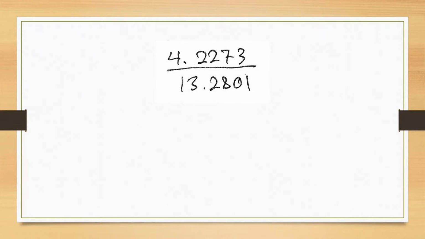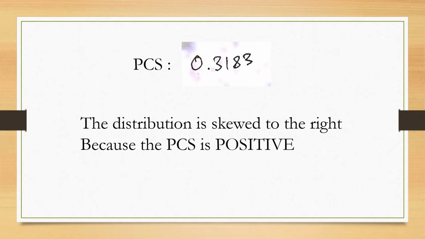So we must input the mean, median and standard deviation into this PCS formula. Then for the numerator, we get 4.2273, divided by 13.2801, and we get the final answer, which is 0.3183. So the PCS is 0.3183. For the conclusion, the distribution is skewed to the right because the PCS is positive.